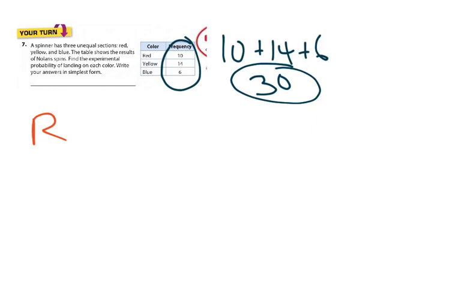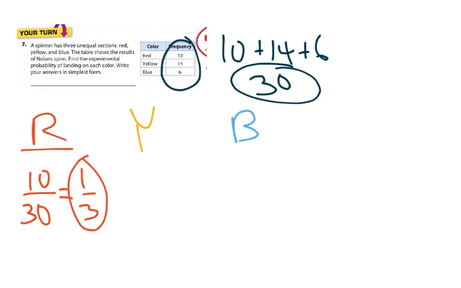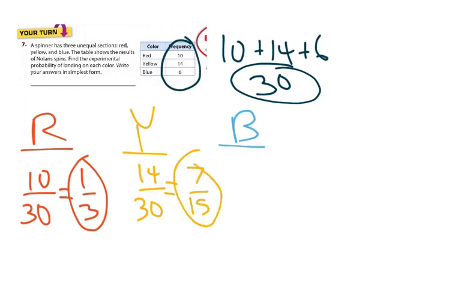Then we just have to take a look at red, yellow, and blue. Red occurred 10 out of 30 times. That can be reduced to 1/3. Yellow happened 14 out of 30 times. That can be reduced to 7 over 15. And finally, blue happened 6 out of 30 times, which can be reduced to 1 over 5. And there we go. That's all we have to do today, is find experimental probability.